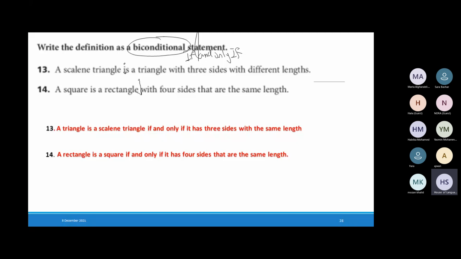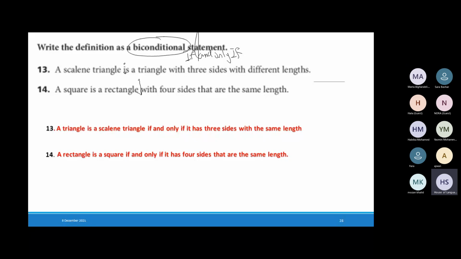Yes, Maria. Yalla, how will it be? The lines are perpendicular. What did you say here? If and only if it has two sides with the same length. No, sorry. You go up. You combine 14 and 15. The lines are perpendicular if and only if they intersect at 90 degrees. Exactly. Got it now? Yes, teacher. Now I got it.